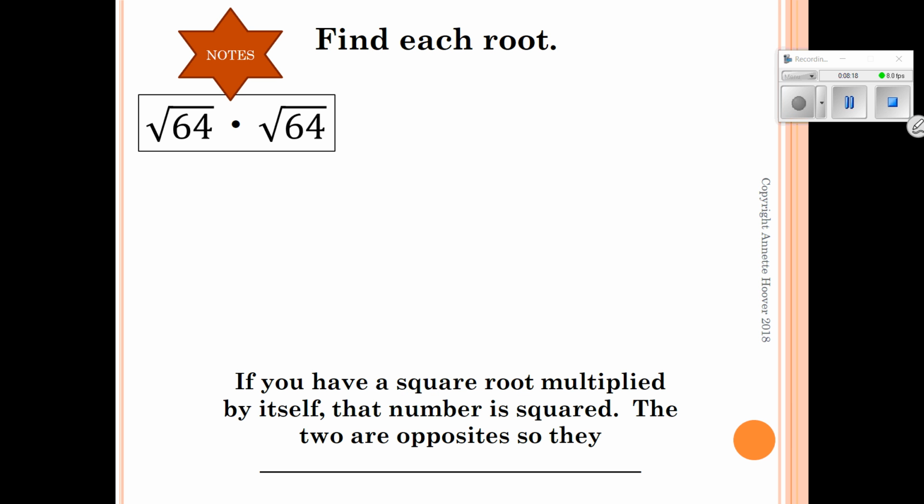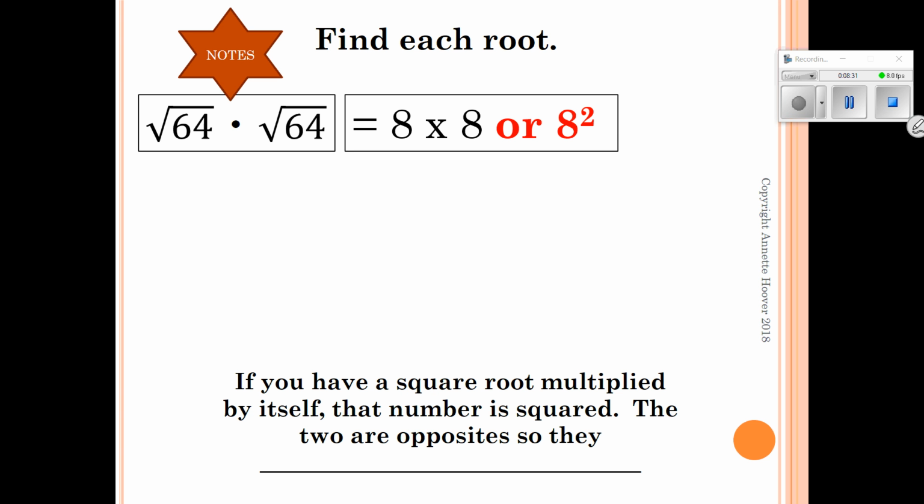Now let's practice evaluating with some radical signs. If you have the square root of 64 times the square root of 64, and we were going to evaluate that, we would take the square root of each number, which is 8. So we have 8 times 8, which is the same thing as 8 squared, or the answer would be 64. So I want you to look for a pattern here. When we multiply two radicals and the radicand, the number under the radical sign, is the same, when you evaluate it, you actually get that number without the radical sign.